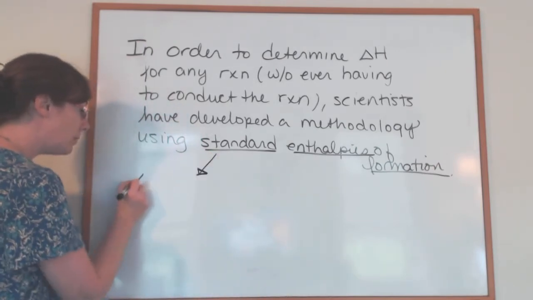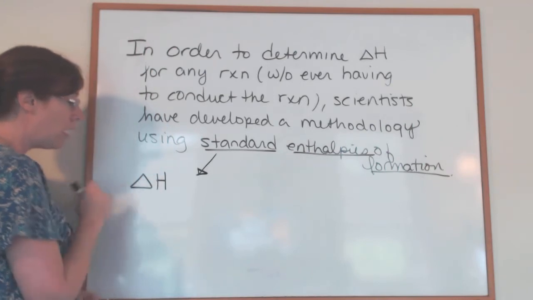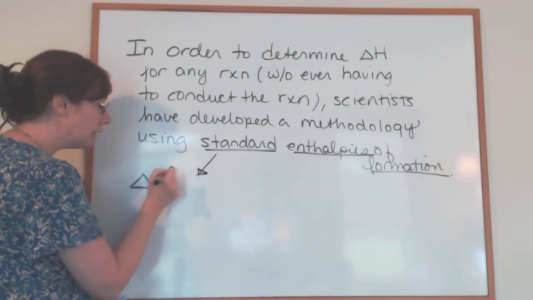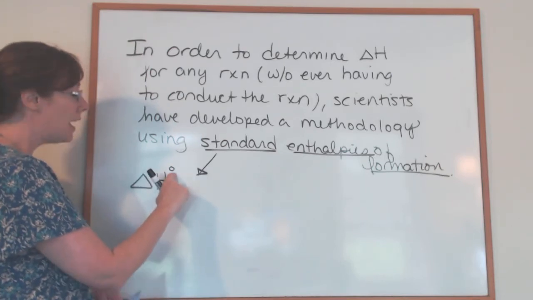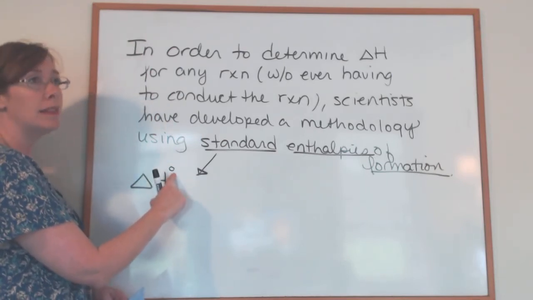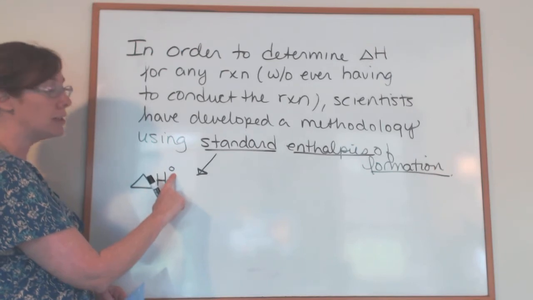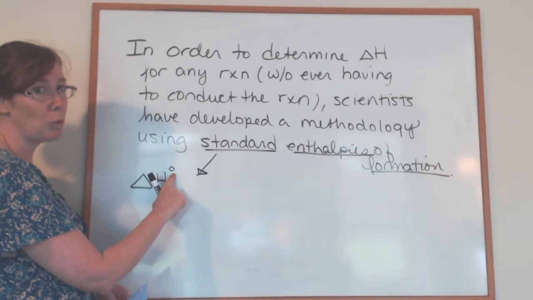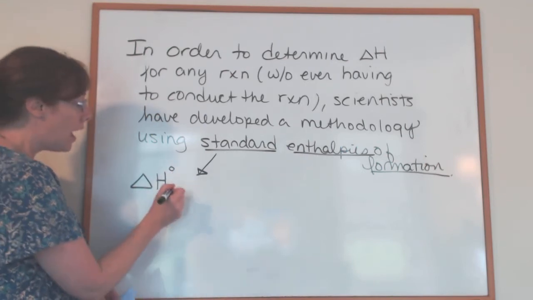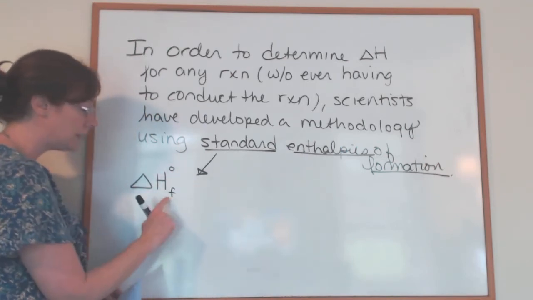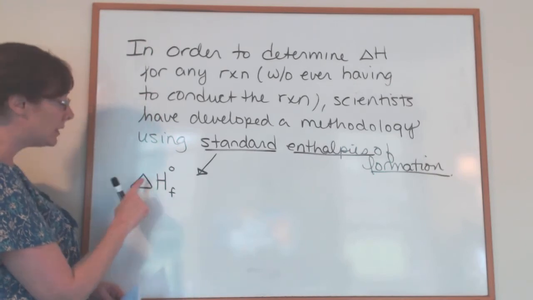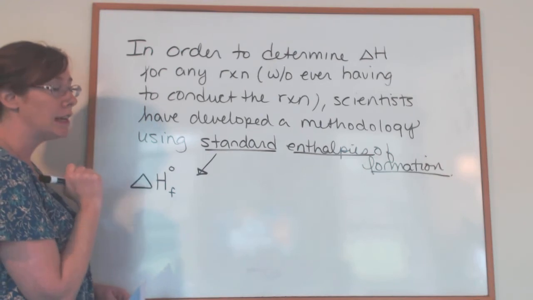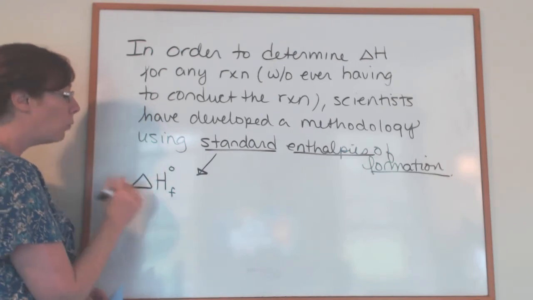When we say standard enthalpies of formation, we are talking about the delta H, or the change in enthalpy. You are going to see a little circle. It's almost like a degree sign. That refers to that these were conducted, or these were found under standard conditions, which I think is room temperature and 1 atmosphere, if I remember correctly. And then the little f, which stands for of formation. So when you see this delta H, little circle, little f, you are looking at what are called standard enthalpies of formation.